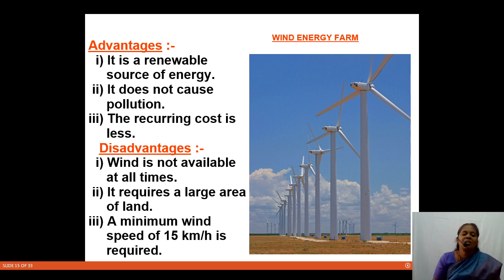Disadvantages. The wind is not available at all times; every time the high wind will not be there. It requires a large area of land to construct a wind farm. A minimum wind speed of 15 km per hour is required. Only then will the wings of the windmill rotate and the mechanical energy be converted to electrical energy. Okay, children, all types of power plants have advantages and also disadvantages.